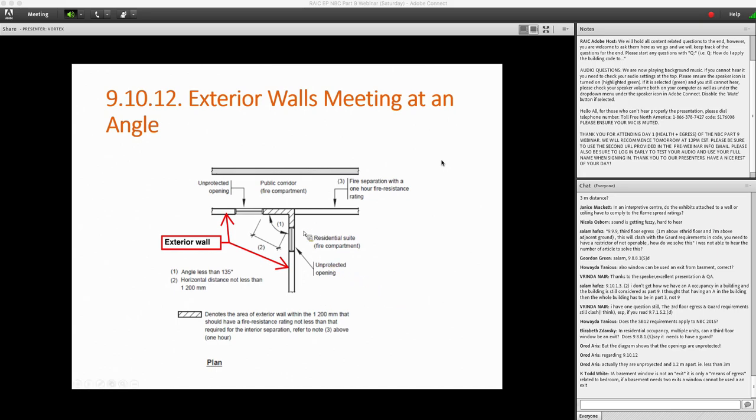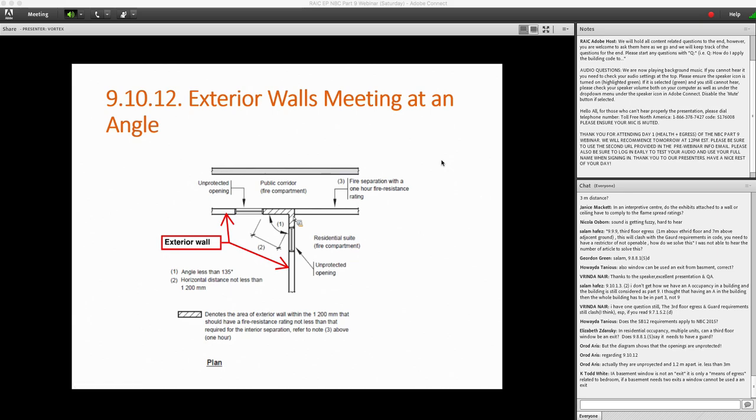So again, the first thing is that the horizontal distance measured from the edge of the openings is not less than 1.2 meters, and the area of the exterior wall within the 1.2 meters needs to have the same fire resistance rating as required for the interior separation. So just to chip in, typically you would not be required to rate this exterior wall if the building is sprinkler protected.